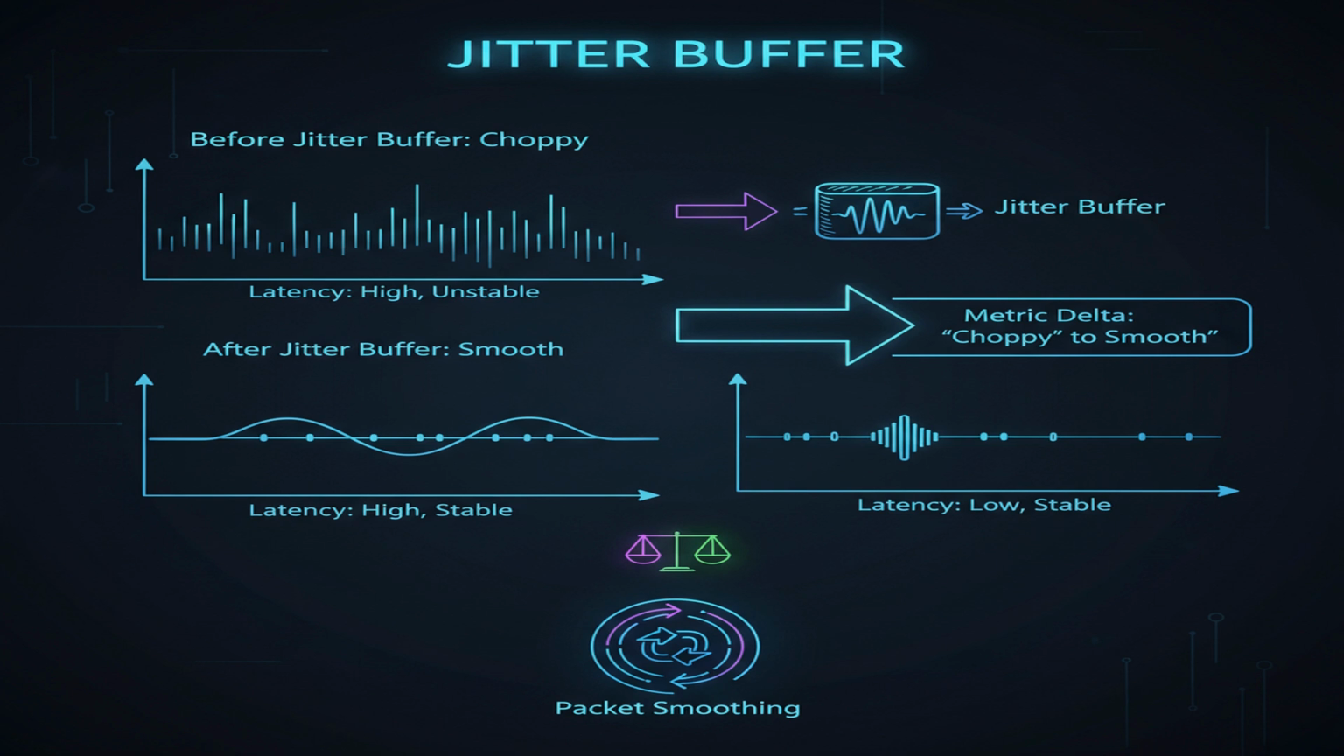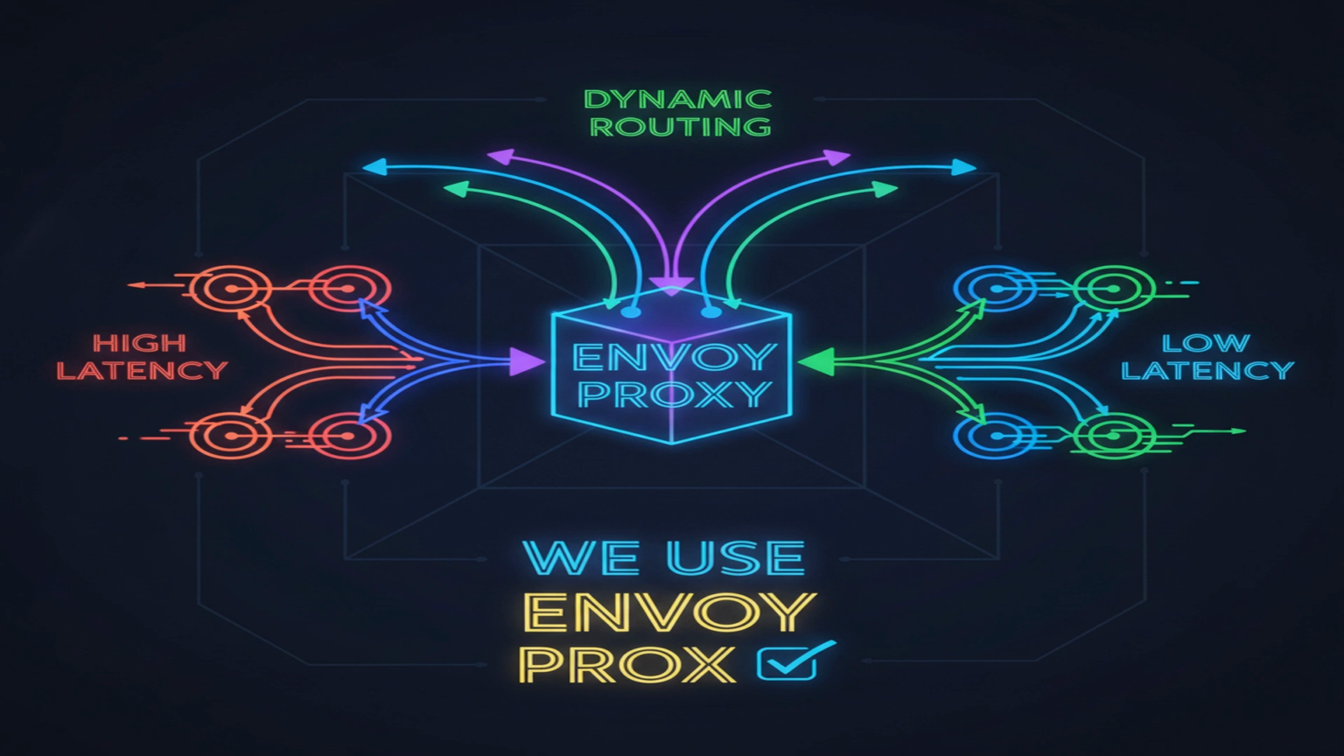To combat choppy video from dropped packets, we use a jitter buffer. This buffer introduces a 20 to 50 milliseconds delay, smoothing out variations in packet arrival times. The trade-off is increased latency versus a more stable video stream.